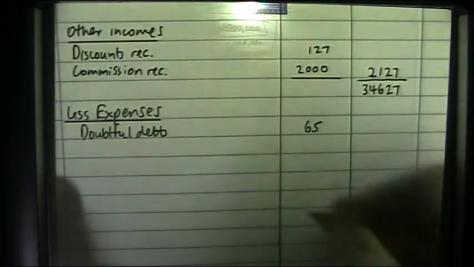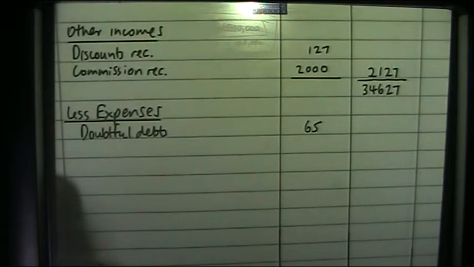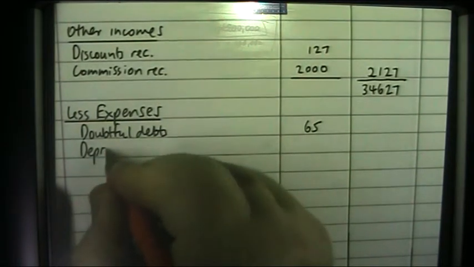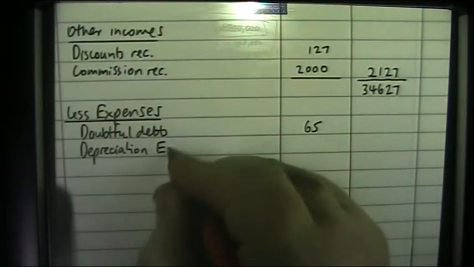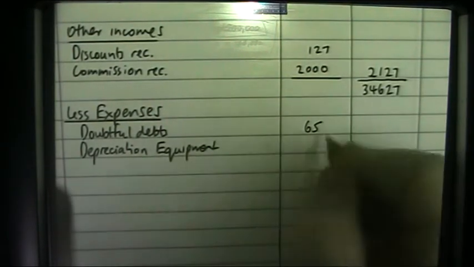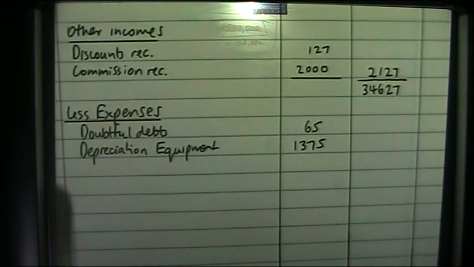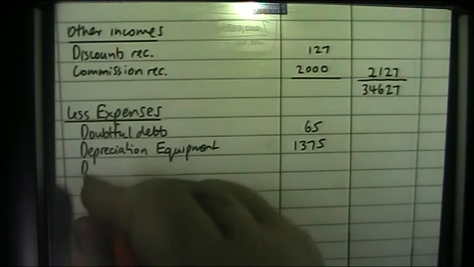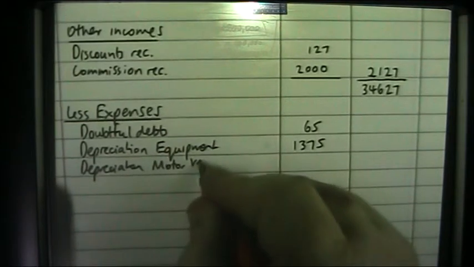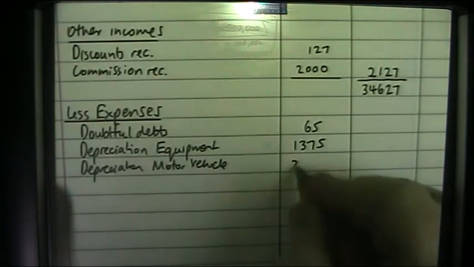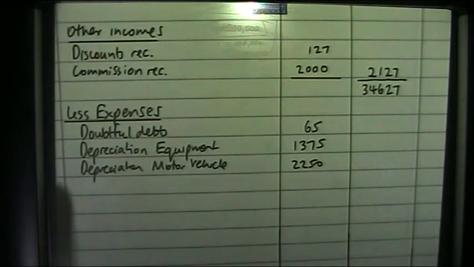I'm going to use this column here because I want to add up all of my expenses. I've got my depreciation. In the exam, try not to abbreviate. I know I'm doing a little bit here. So depreciation on equipment for 1375, cross it off my list. Depreciation on motor vehicle for 2250. Cross that off the list, and that's my three expenses from there.